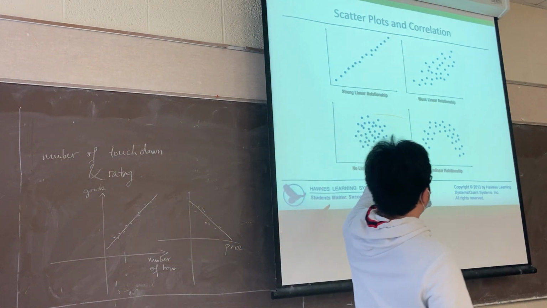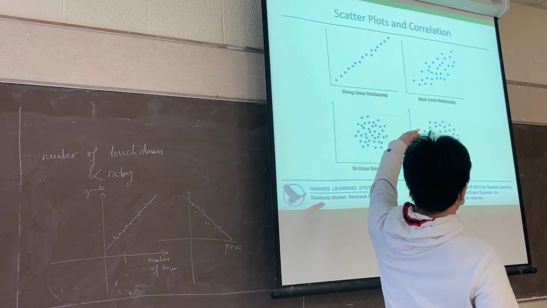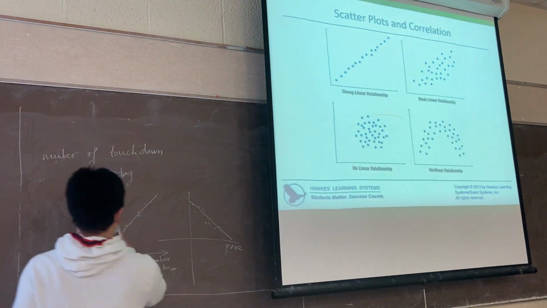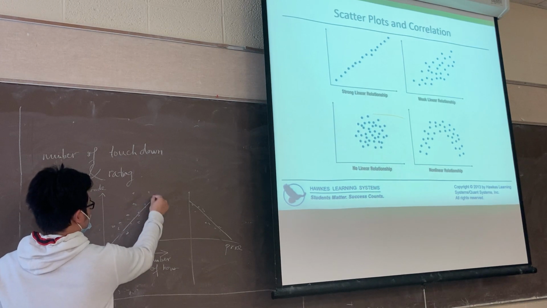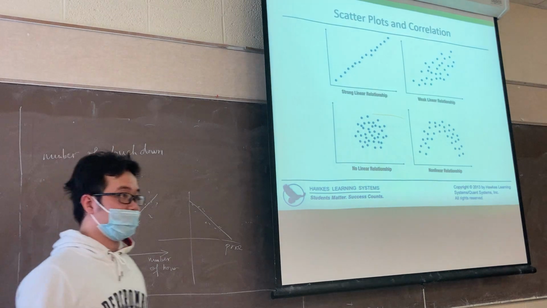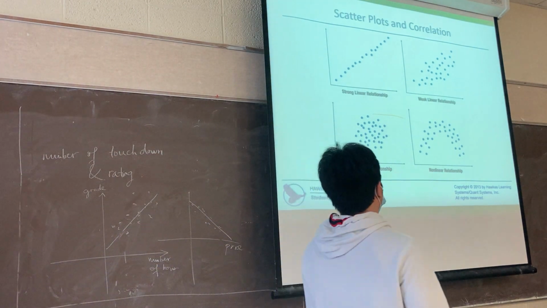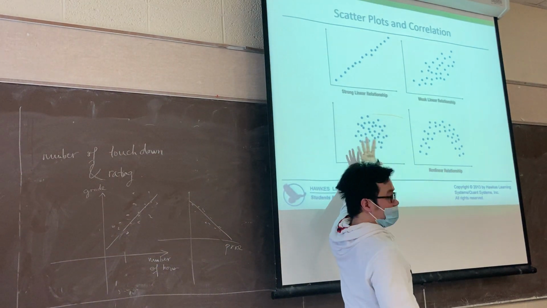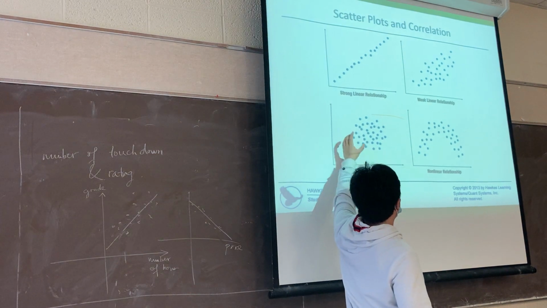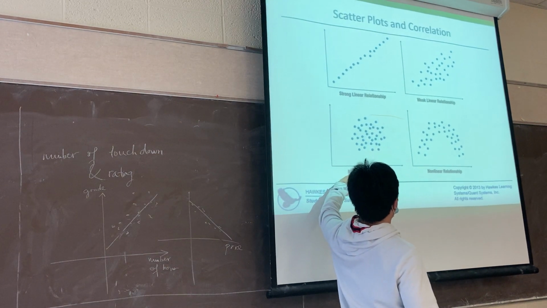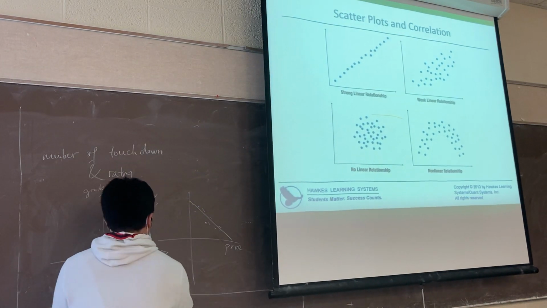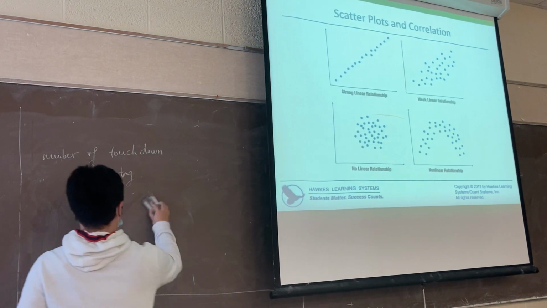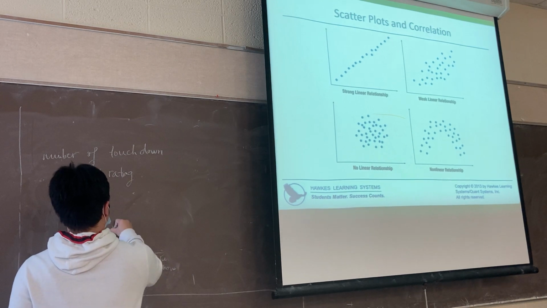Okay, if you look at this one, this is a weak linear relationship. This means that the points here are not close to the line, so we call it a weak linear relationship. And in this case, we don't have any information. We don't have any relationship, so we have no linear relationship.